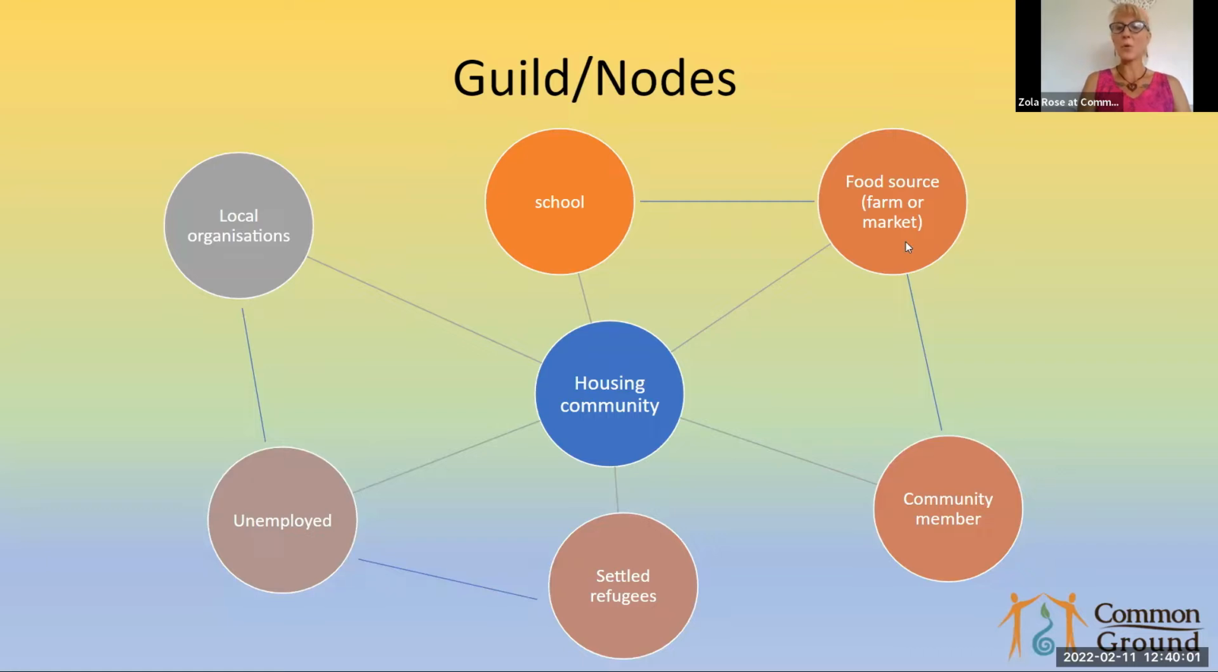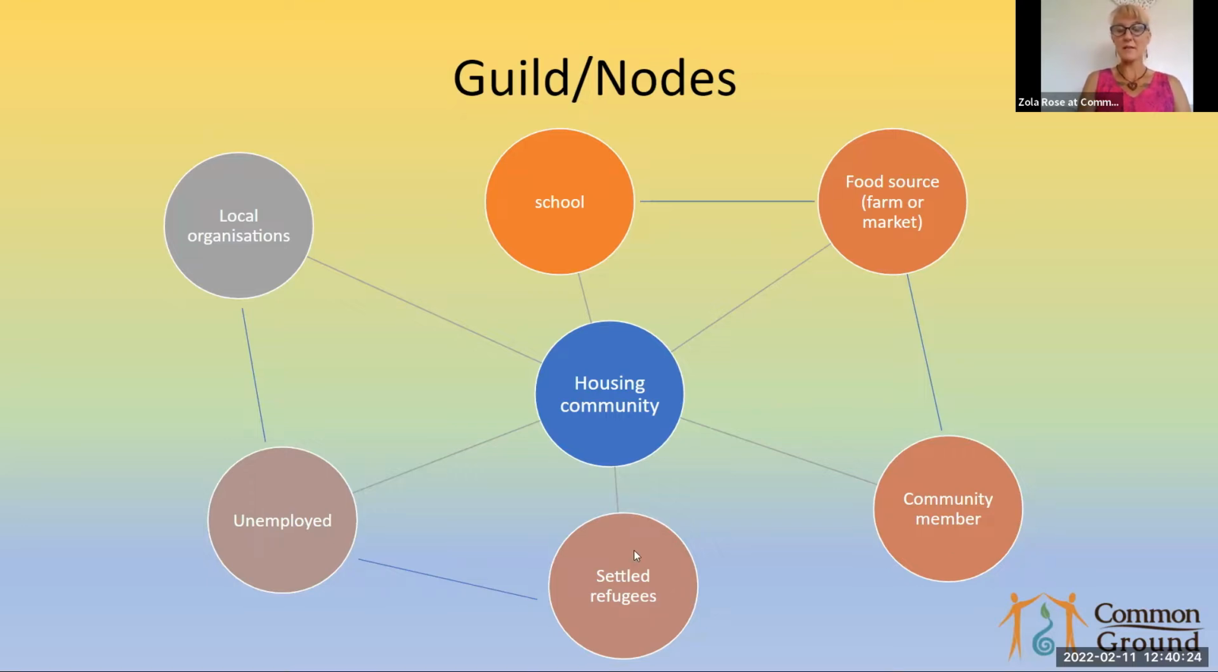Then we might look at where the food for that housing community comes from or goes to, depending on the size of the housing community. It could serve as a food producer, but obviously it would need to buy in some, so where would that be from, and what kind of partnership could that look like? We need to look at the community members. Who is the housing community serving, and what community members might like to live there?